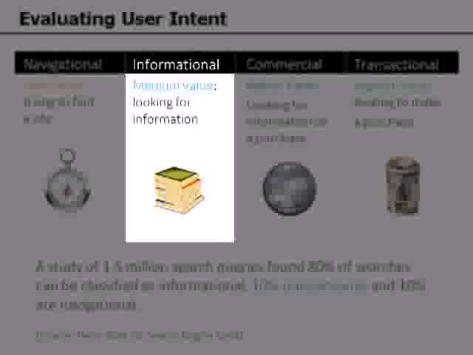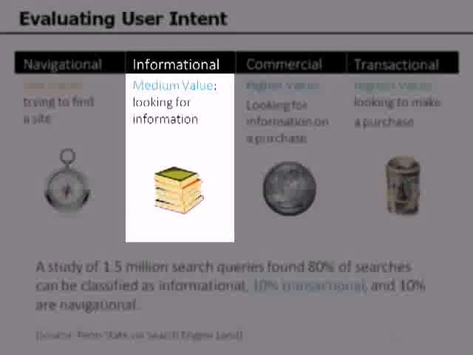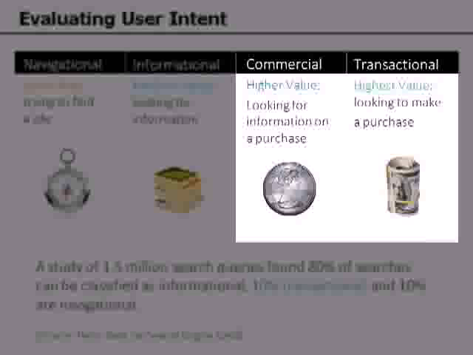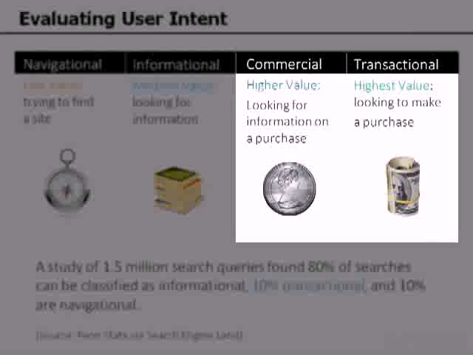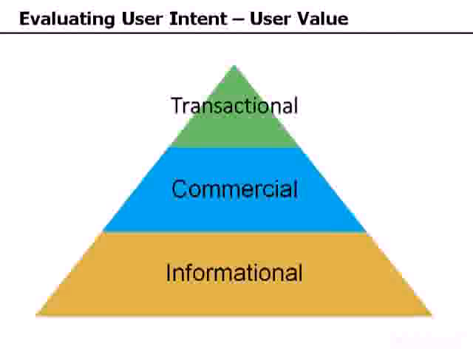These are of low value when they're trying to find a site. An informational search is someone looking for specific information and is of medium value. They might not be into the purchase phase or buy cycle yet, but they are of medium value because they're entering into that funnel to purchase further down the road. And commercial and transactional phrases are the type that we're ultimately trying to target and are of the highest value.